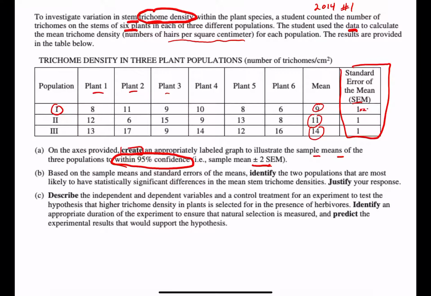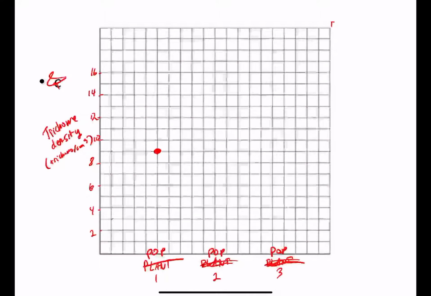And to get that standard error bar at 95% confidence, I have to double the standard error of the mean. So you did have to actually double it, unless it said plus or minus 2 standard errors of the mean. That means I have to go up 2. This is going to take it all the way up to 11 because I'm doubling that standard error of the mean. If this is 9, this is going to take it down to 7. So that is that particular error bar.